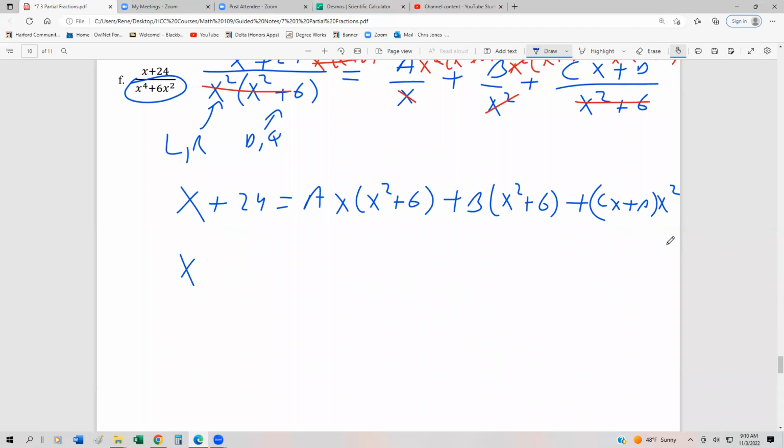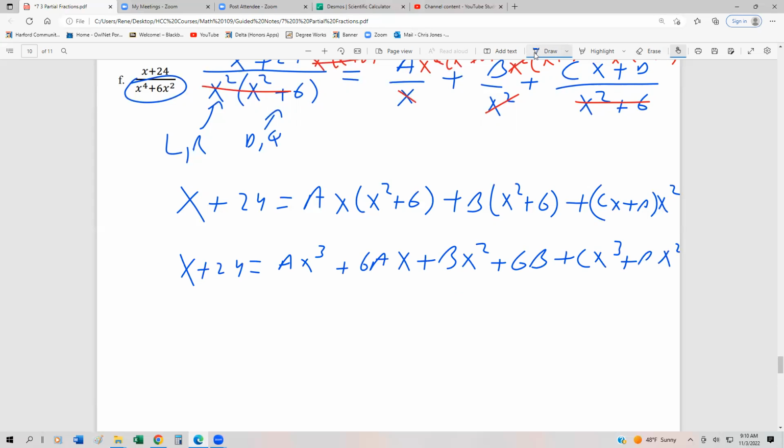Okay, so we get x plus 24 equals ax cubed plus 6ax. Right, forgot to squeeze the a in there. Okay, so ax times 6, 6ax, plus bx squared plus 6b plus cx cubed plus dx squared.